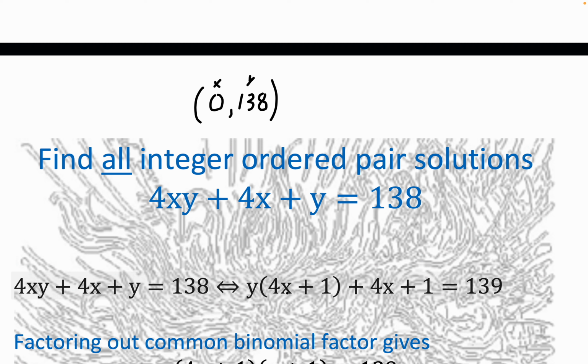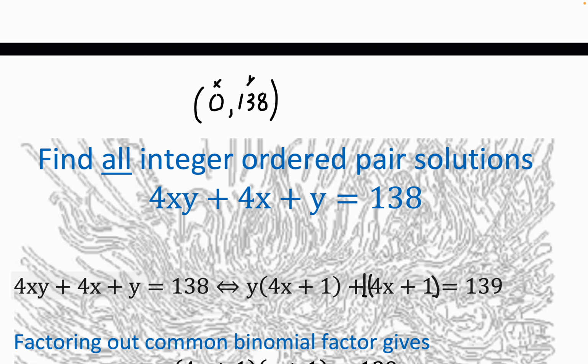But notice what we did. We have 4x plus 1 as a common binomial factor because we chose to add 1 to both sides. You see, this was 138. Now it becomes 139, all right? And notice that you can just think of this as a parenthetical term with a coefficient of 1. Okay, so I'm going to put a 1 there very prominently. That's a 1, all right?